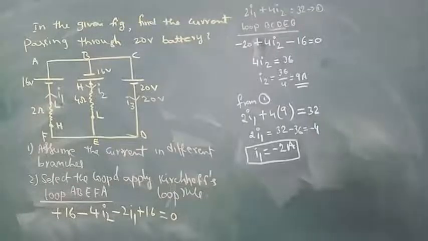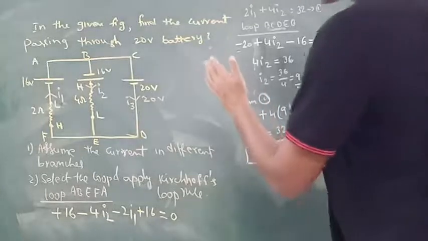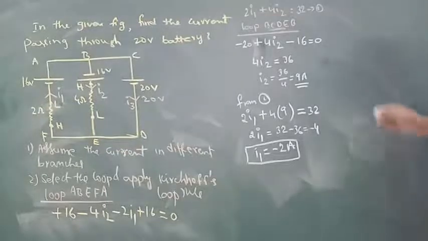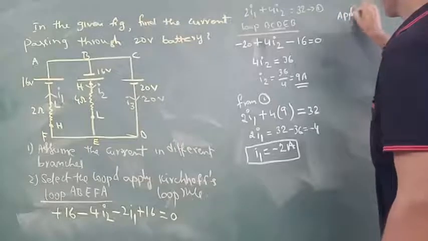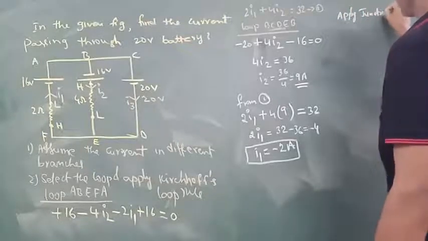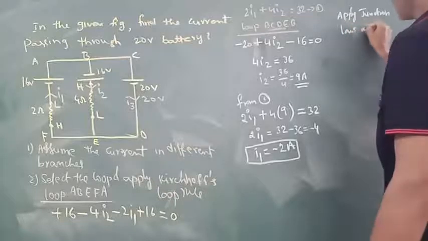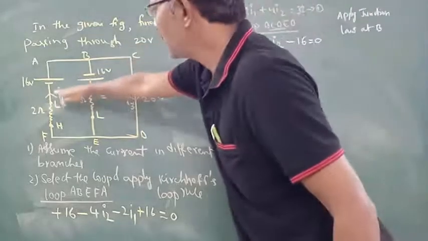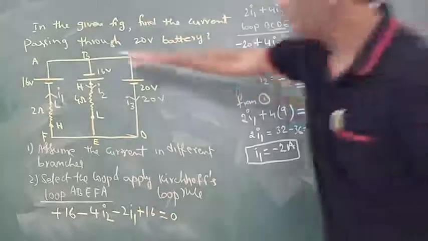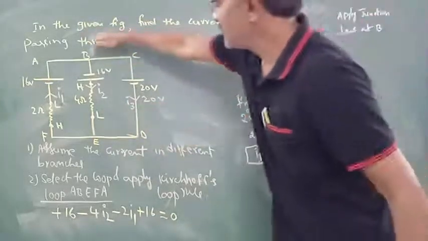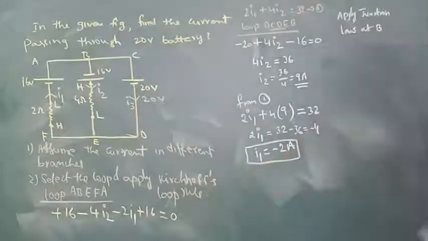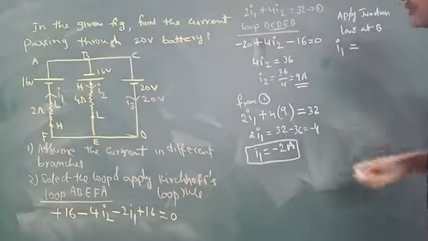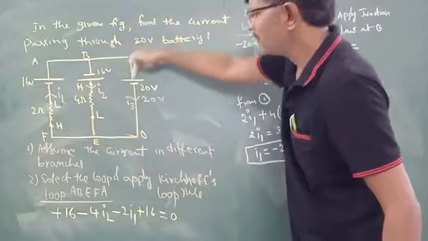Next, to get I3, apply Kirchhoff's first rule, the junction law, at B. So I1 is flowing towards B. I2 is flowing away from B, and I3 is also flowing away from B. So total incoming current is I1, that is equal to total outgoing current I2 plus I3.